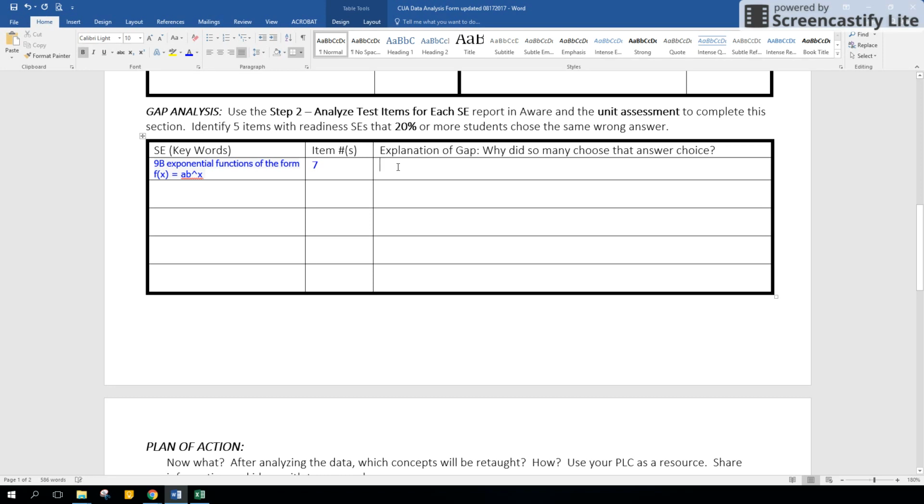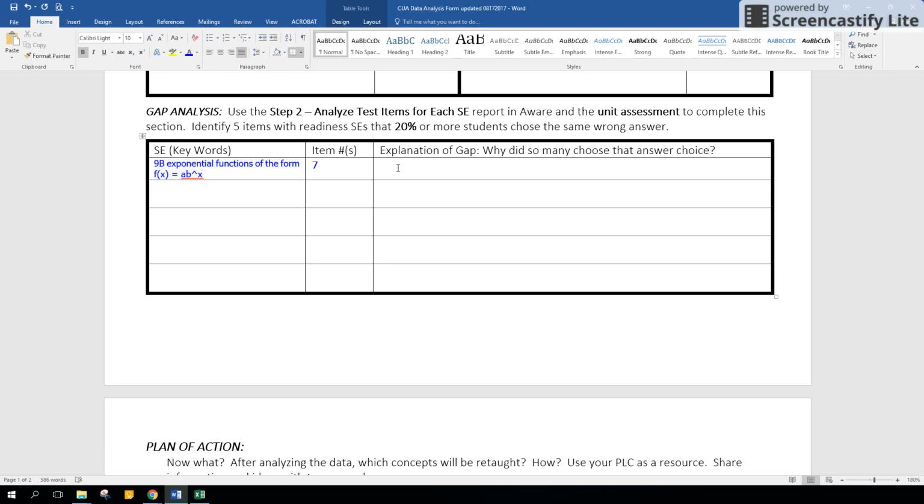All right, and the next step is to look at the explanation of the gap. Why did so many students choose that answer? If you already know, you can go ahead and record it. You can also look at the test and, using your knowledge, determine why the kids chose the wrong answer. Or you can actually ask the students. Getting the student feedback or getting the student to tell you why they chose the wrong answer is going to be the best data you can have.